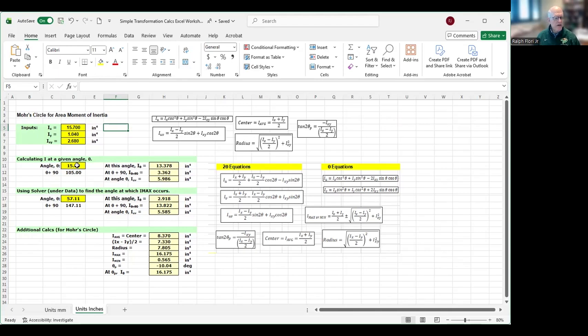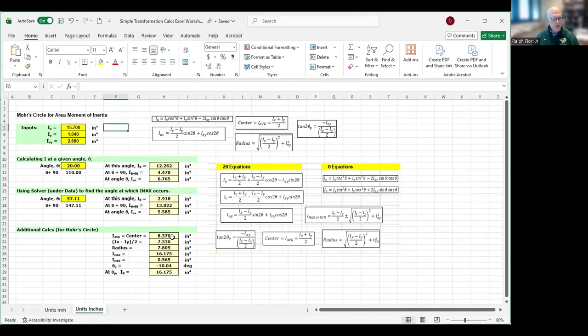Or if you want to put in 10 degrees, you can see what it is at 10 degrees. You can put it in at 20 degrees and see what you get at 20 degrees. Whatever angle you put in, you're going to get a different set of these values. And down here, these are the basic calculations for Mohr's circle, which we're going to talk about momentarily.